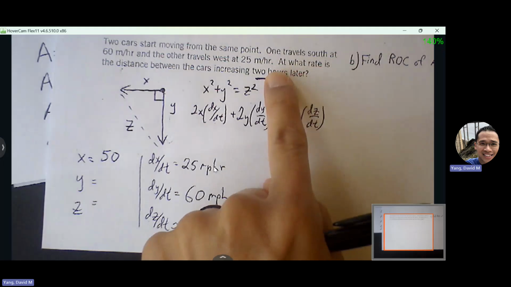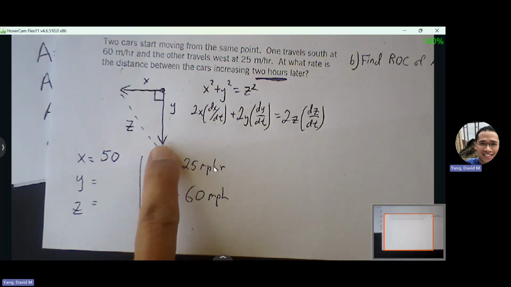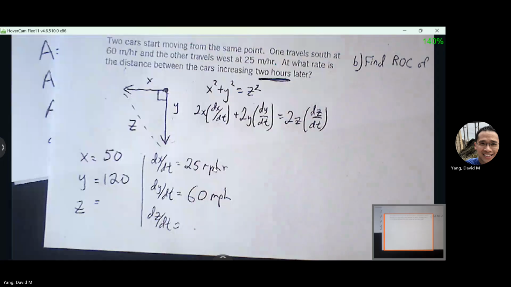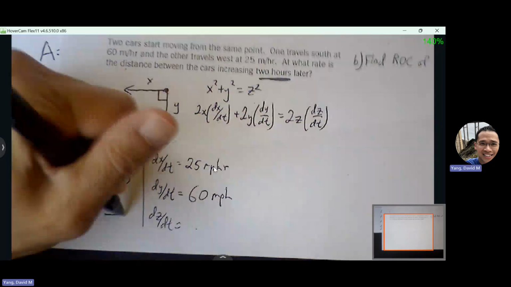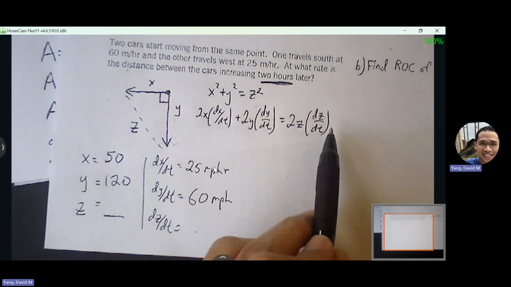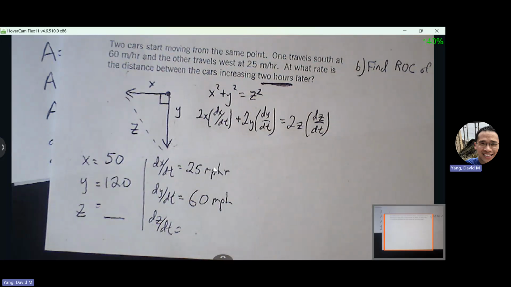Okay, 2 hours later, where is the second car? 120. Okay, Pythagorean theorem will get you z. And once you have z, then you have everything you need to plug in and solve for dz/dt.